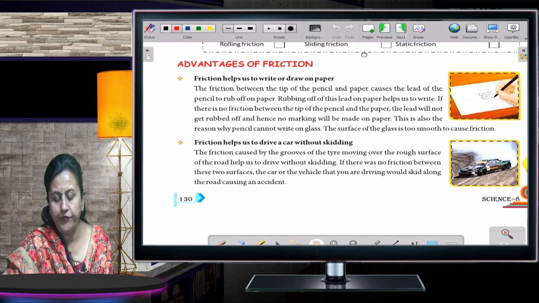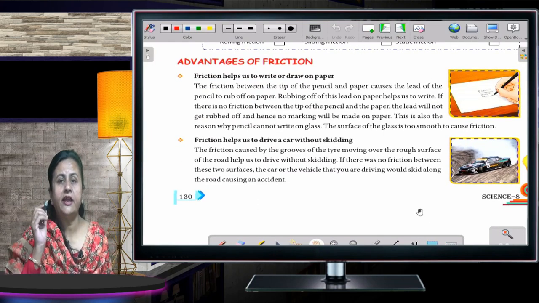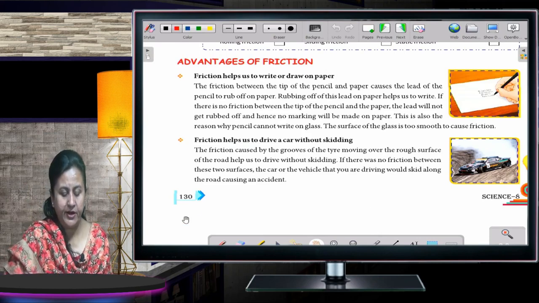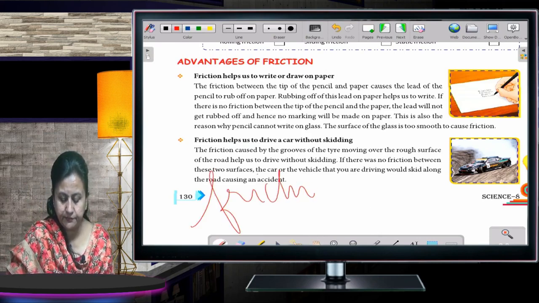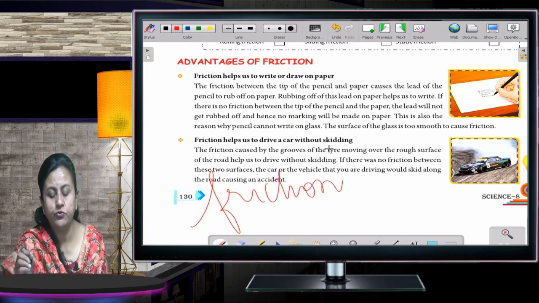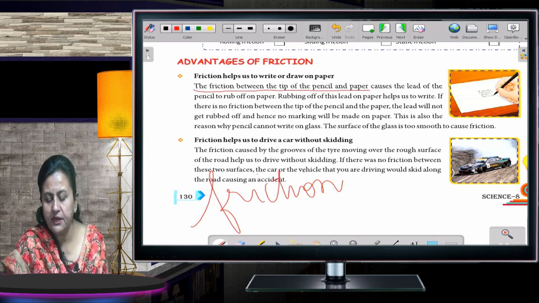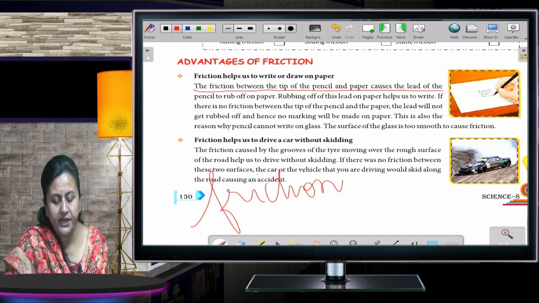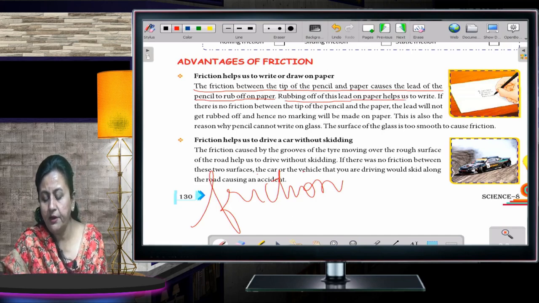Advantages of friction. What are the advantages of friction? Children, right now I've got a pen in my hand and I'm trying to write. I'm writing it. Friction helps us to write or draw on paper. The friction between the tip of the pencil and paper causes the lead of the pencil to rub off on paper. Rubbing off of this lead on the paper helps us to write.